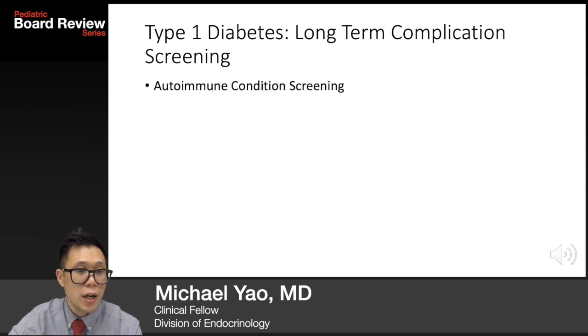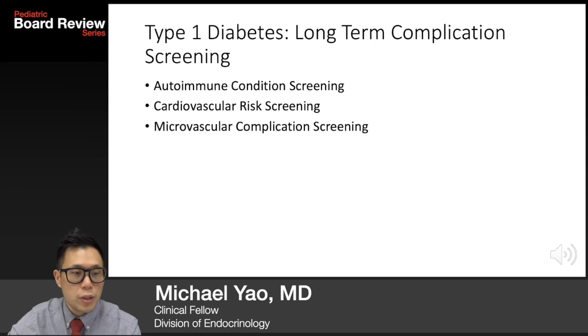And then the third most common long-term complication that we screen for in type 1 diabetes is neuropathy. Other complications are celiac disease, hypothyroidism, or cardiovascular disease.